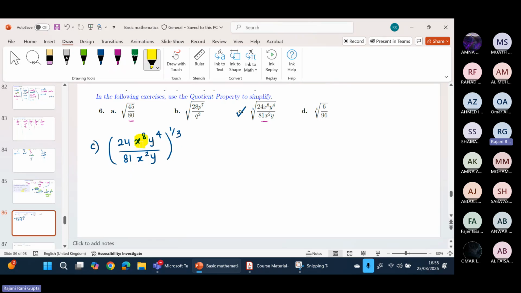See, you have x together, work with them together, simplify y together. So when you work with x together, you can write it as x power 8 minus 2. When you work with y, it gives you y power 4 minus 1. So this gives you x power 6, y power 3. Now, when it comes to working with numbers, 24, which two numbers multiply to give 24? 8 and 3.